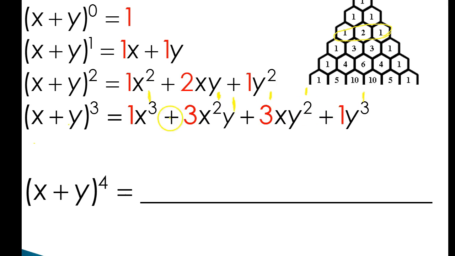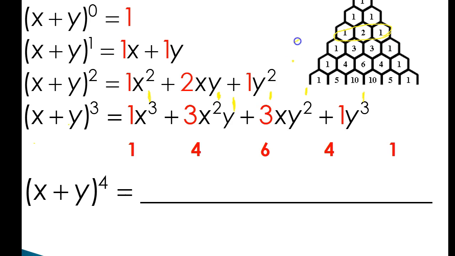And we'll see that pattern as we work through these, that your first term is going to start with the exponent and then work its way down, 3, 2, 1, 0, and then the second term is going to start at the end and work its way down. So x to the fourth, our coefficients are going to be 1, 4, 6, 4, 1. This is the fourth row. And you've got to kind of get used to this.